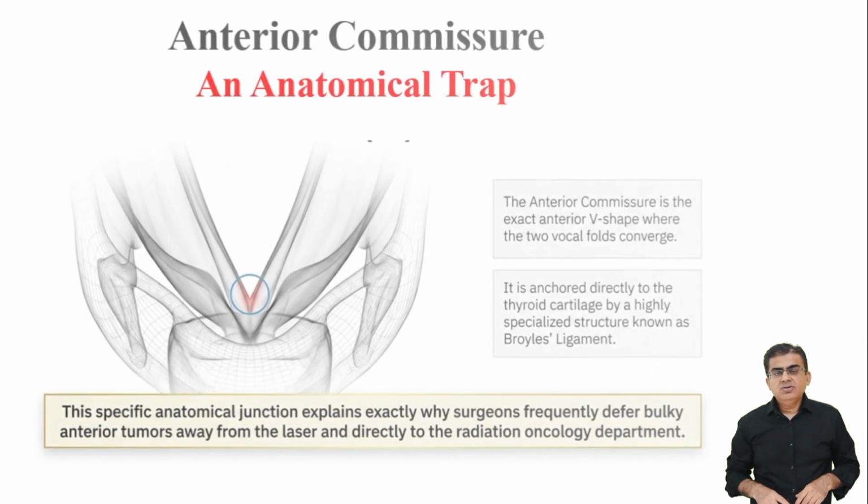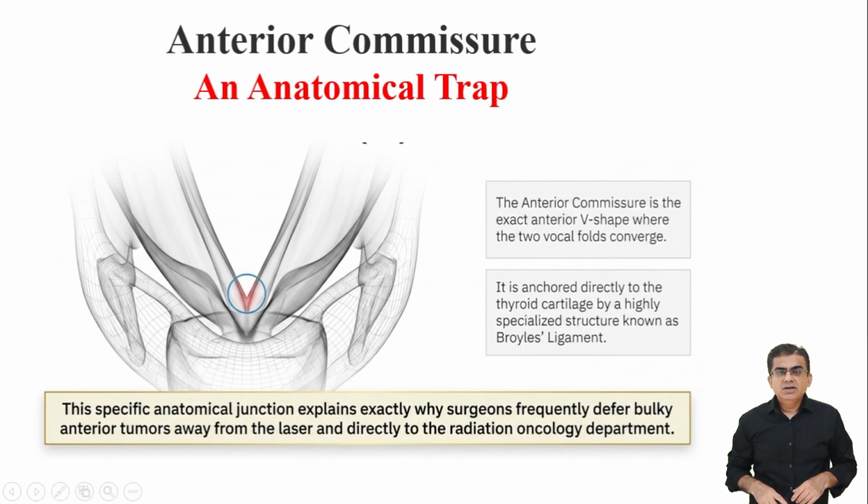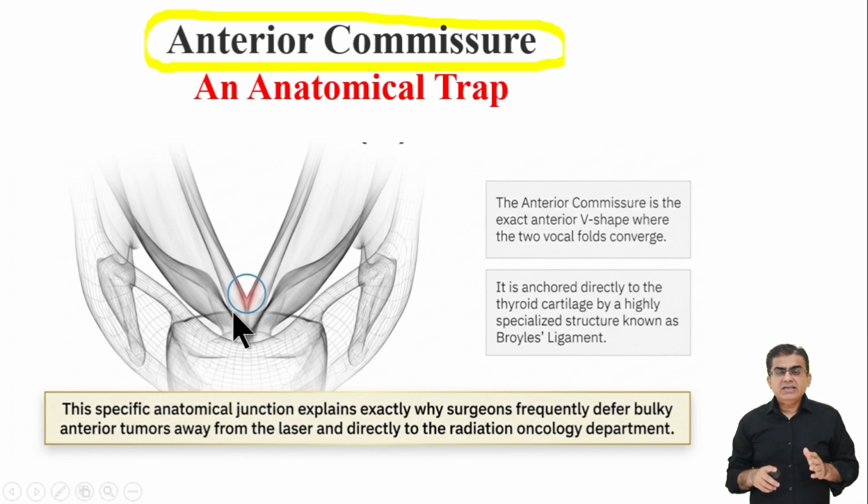Let us now talk about the importance of a very critical anatomical part of the glottis, the anterior commissure. This is a highly dangerous anatomical trap region. Look at the V shape in the diagram where the two vocal folds meet at the front. This exact junction is the anterior commissure. It is directly attached to the hard thyroid cartilage in the front. It is anchored there by a very specialized structure called Broyles ligament.